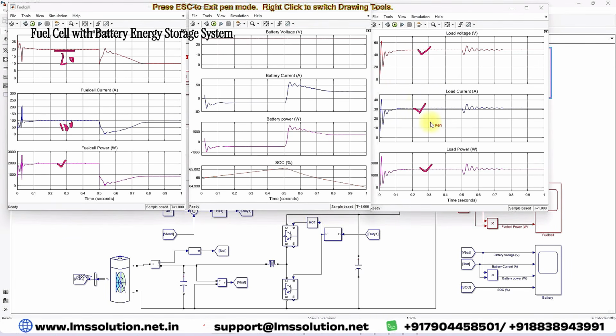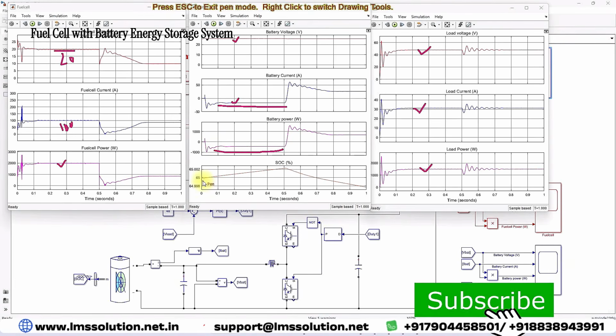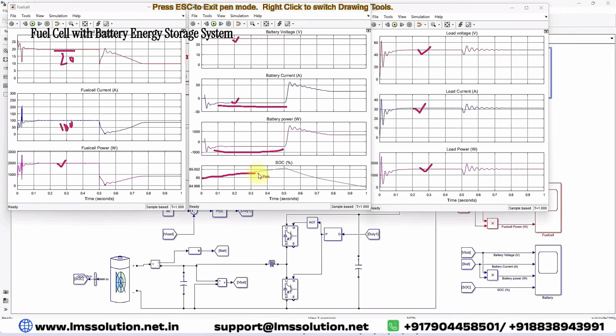So now we can see that the generation is 2000 and the load has 1500. The remaining power is used to charge the battery. Here you can see this is the battery voltage, and this is the battery current. The battery current here is negative. A negative battery current means the battery is in charging mode, and you can also see the battery power is also negative. So from that you can see the battery is in charging mode. We can see the SOC of the battery increasing from 65%. It starts increasing. So what's the meaning? The battery is in charging mode during 0 to 0.5 seconds.